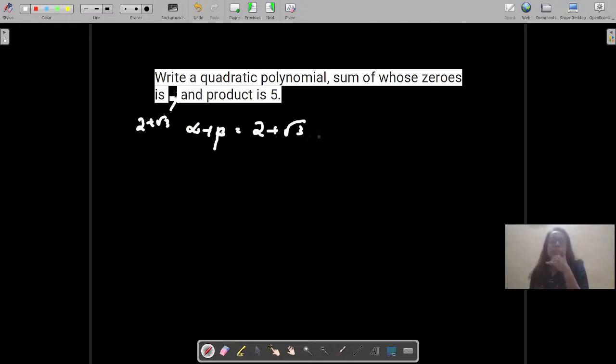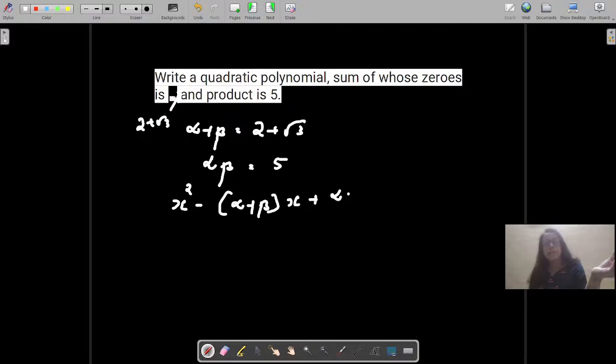So alpha plus beta is equal to 2 plus root 3, and alpha beta product is equal to 5. So write a quadratic polynomial. How can we frame a quadratic polynomial? You know that the formula for finding a quadratic polynomial is x square minus alpha plus beta into x plus alpha beta. X square minus alpha plus beta into x plus alpha beta, right?